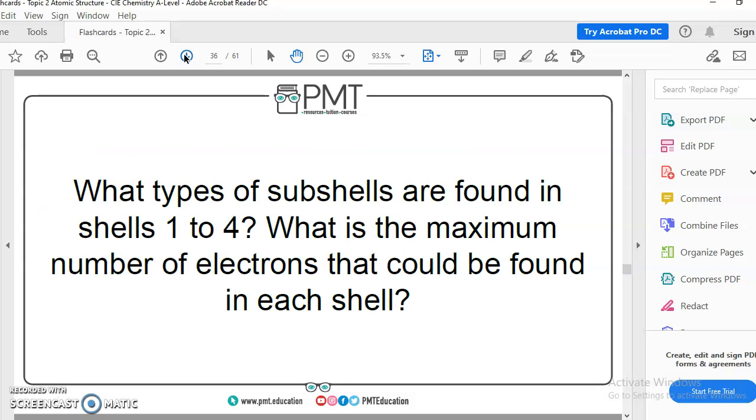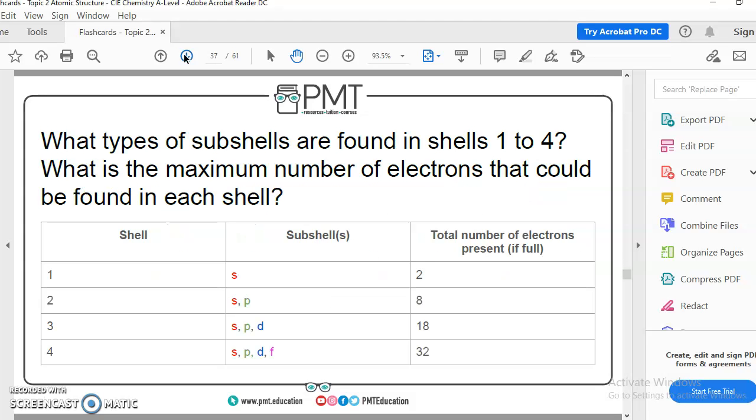For subshells in shells 1 to 4, how many electrons can there be? If the shell is the first one, the subshell is called s, the one and only subshell present in the first shell, and it can hold a maximum of 2 electrons. The second shell has 2 subshells, s and p. In s we may have 2 electrons, and p can hold a total of 6 electrons. So overall in the second shell, a total of 8 electrons are present, 2 in the s orbital and 6 in the p orbital.